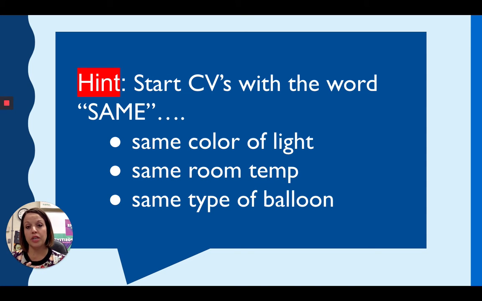So when you get to the worksheet and it asks for 3 controlled variables, think about factors that might change the outcome of your experiment, and then write the word same in front of them. Okay, so for example, you're going to start your CVs, your controlled variables, with the word same, like I want to have the same color of light, the same room temperature, the same type of balloon.